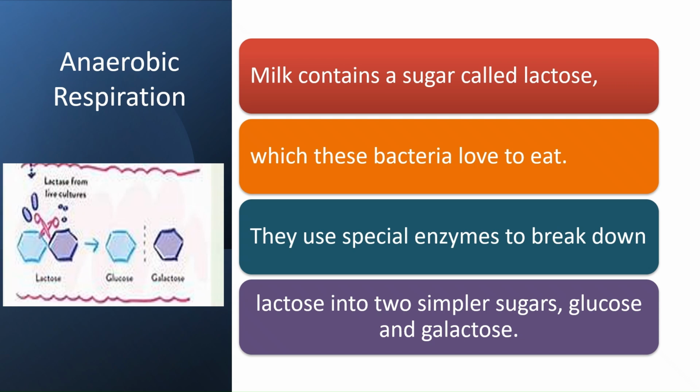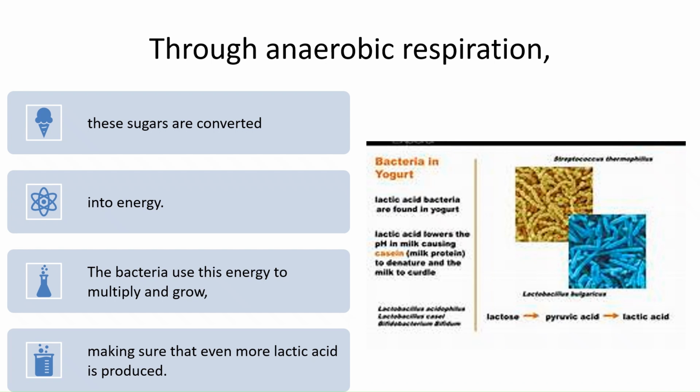Anaerobic respiration. Milk contains a sugar called lactose, which these bacteria love to eat. They use special enzymes to break down lactose into two simpler sugars, glucose and galactose. Through anaerobic respiration, these sugars are converted into energy. The bacteria use energy to multiply and grow, making sure that even more lactic acid is produced.